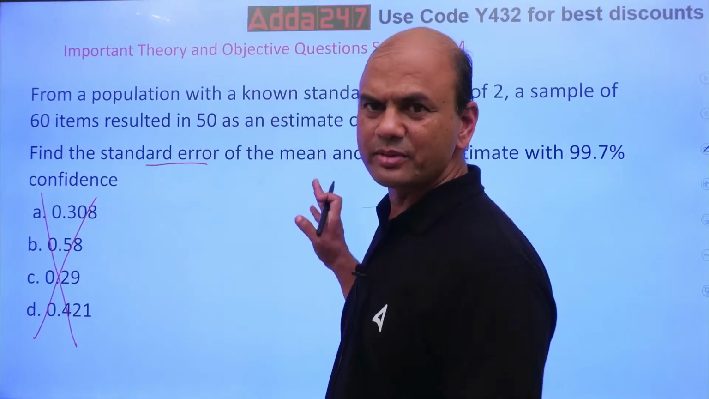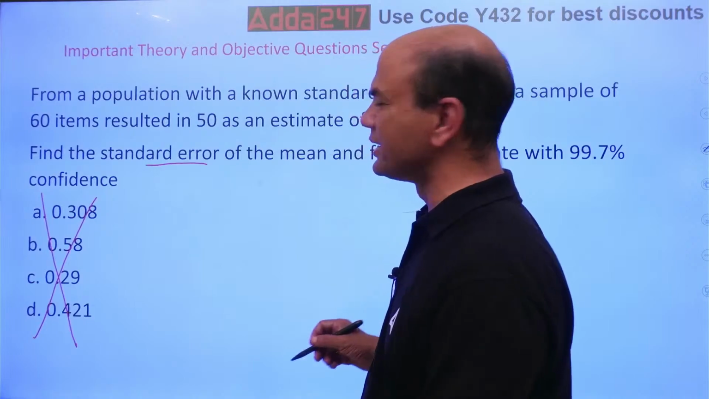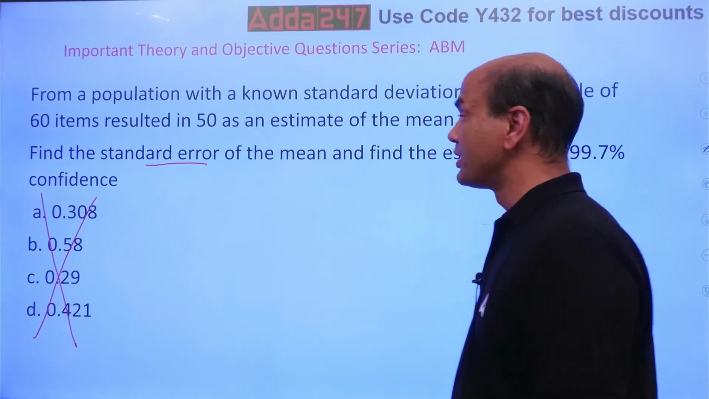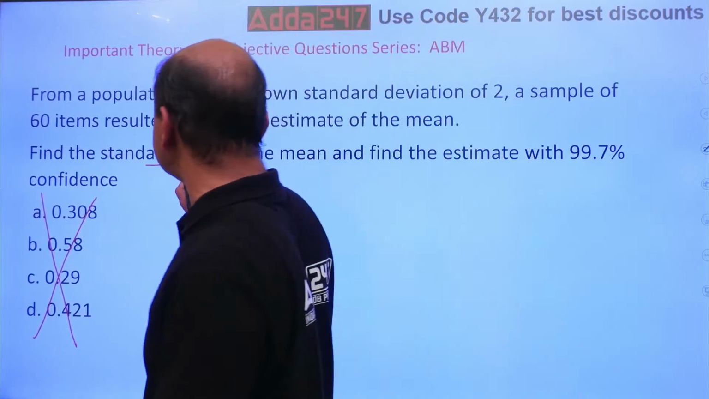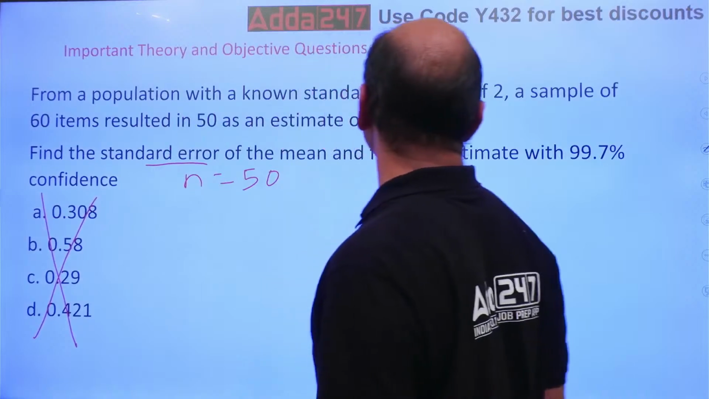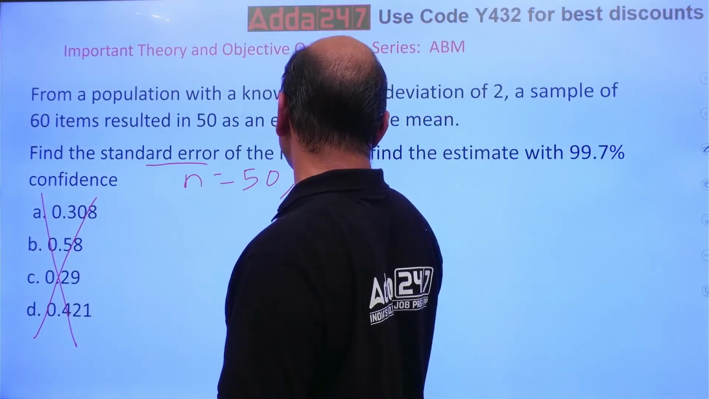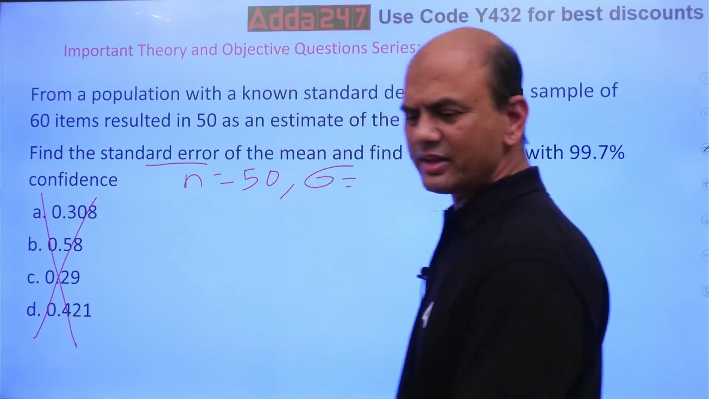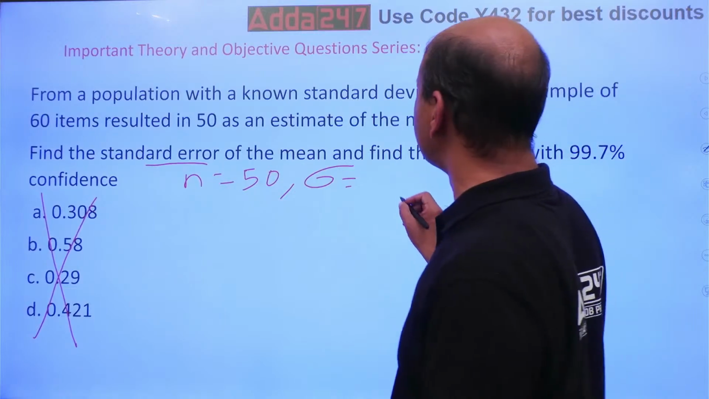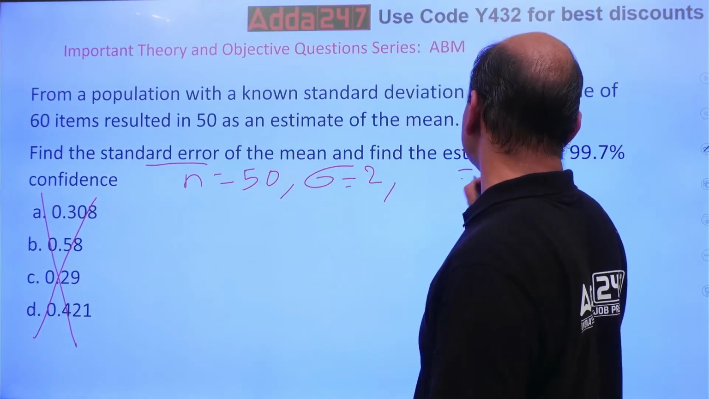Because is the population size given? No. So it's similar to that earlier problem. It's a practice, you can say. So n equals 50. What is the standard deviation? Psi equals 2. And the mean is 50.